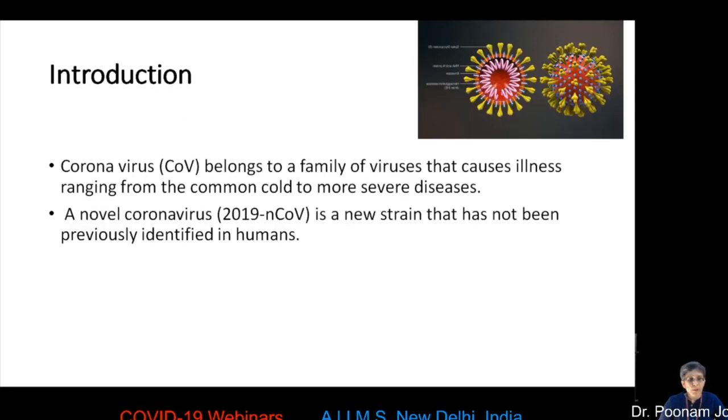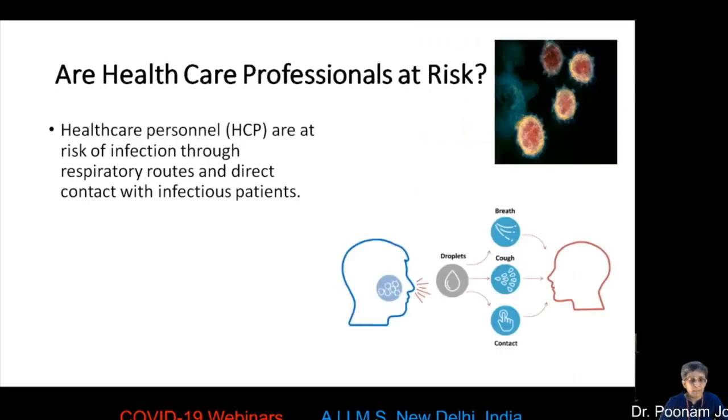To start with, coronavirus belongs to a family of viruses that causes illness ranging from common cold to more severe diseases. A novel coronavirus is a new strain that has not been previously identified in human beings. There has been human-to-human transmission. Now the question arises, are healthcare professionals at risk? Yes, healthcare professionals can be at risk of acquiring the infection through respiratory route and direct contact with infectious patients.